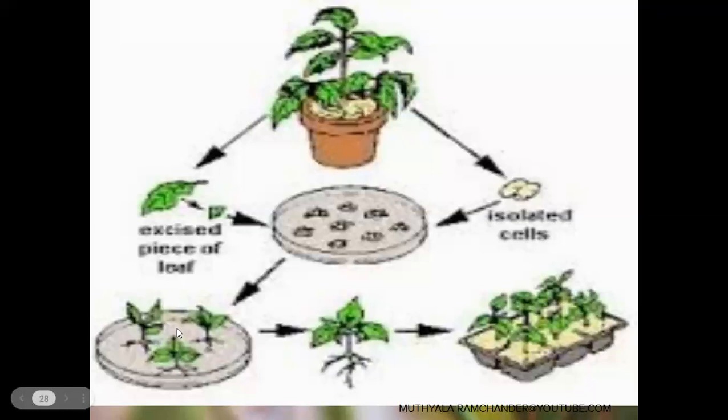When we add growth hormones to the callus, they develop into organogenesis. By organogenesis, they can develop into roots and shoots. See, these plantlets are 100% similar to the parental plants. It is the main concept of protoplast culture.